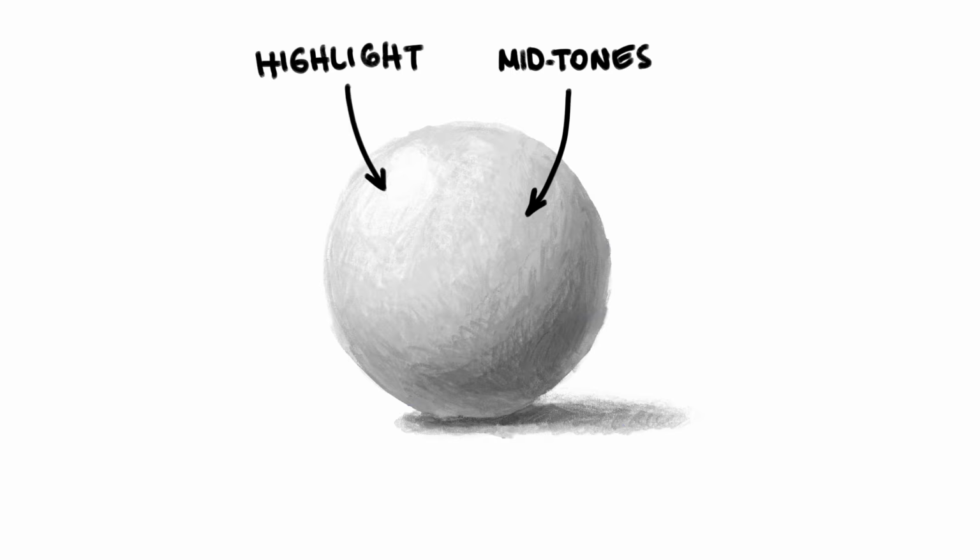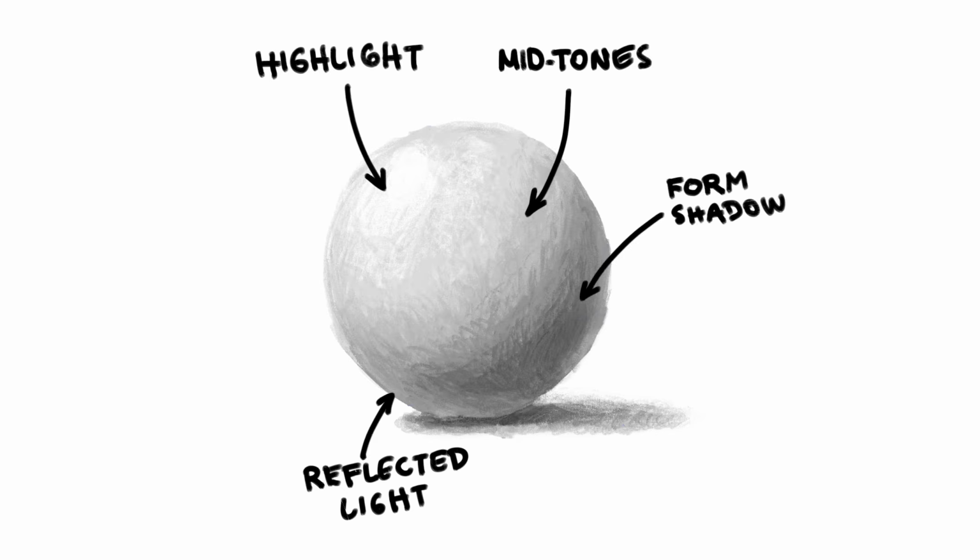In addition to that, we also have light from the surrounding area reflecting onto the sphere. This is called reflected light. The shadow we drew on the opposite side of the light source is called the form shadow. This is essentially the shadow that the sphere is throwing onto itself.